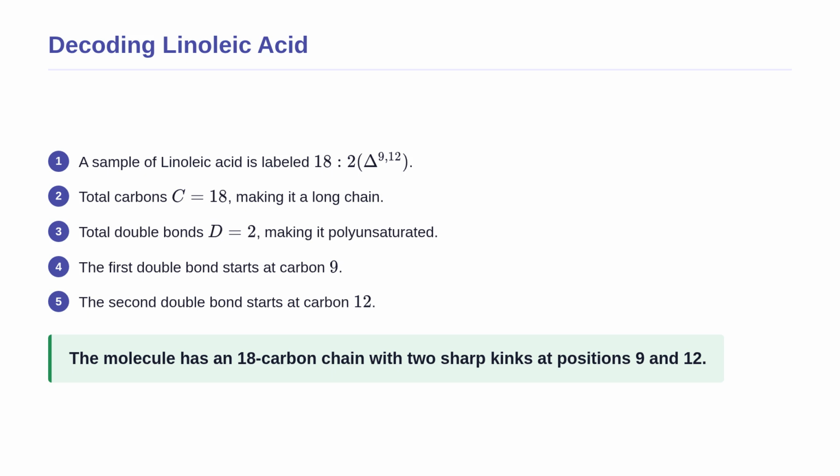Breaking this down, the number 18 tells us there are exactly 18 carbon atoms in the entire molecule. The number 2 tells us there are 2 double bonds present, classifying it as a polyunsaturated fatty acid. Looking at the superscripts, the first double bond starts at carbon number 9, and the second starts at carbon number 12. This gives us a complete mental picture of an 18-carbon chain with 2 specific kinks.